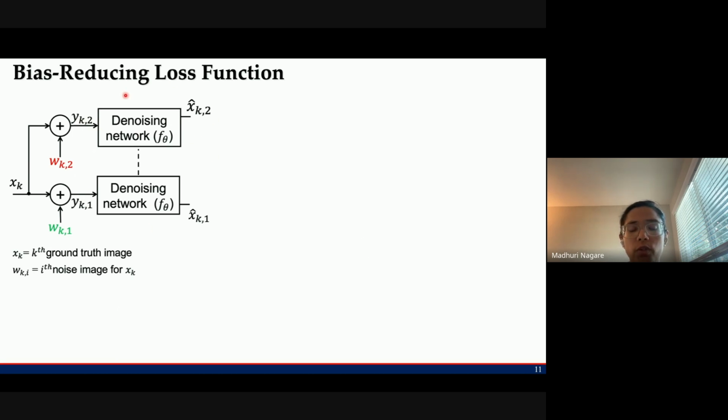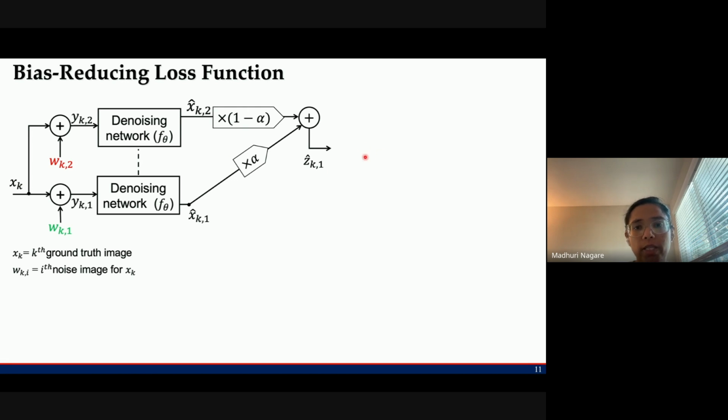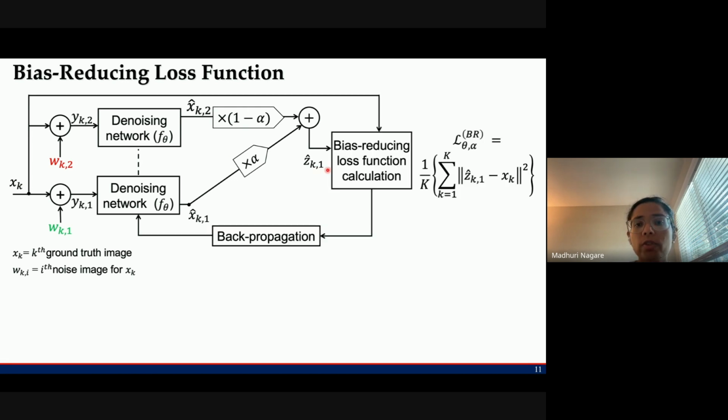Note that I have shown two boxes, but these two boxes share the same parameters. So these are like Siamese networks. We pass our input images to this network, and then we get the two estimates. Then we compute the weighted average of these two estimates to get Z at K1. We use this Z at K1 to compute the mean square error loss with respect to the true ground truth image XK. The gradient is then backpropagated to the network to update the weights.